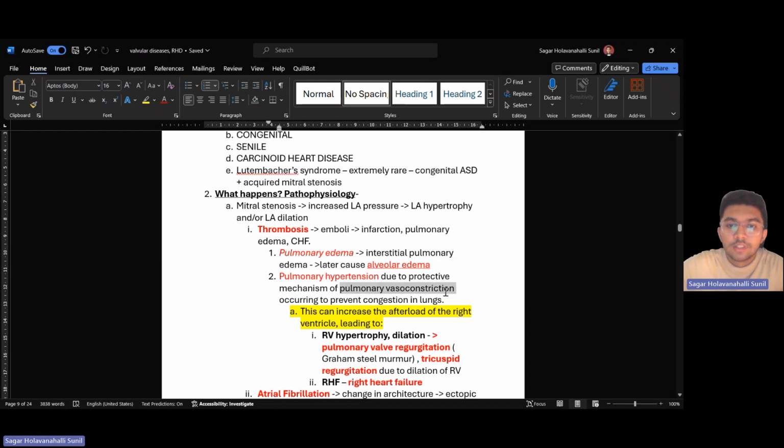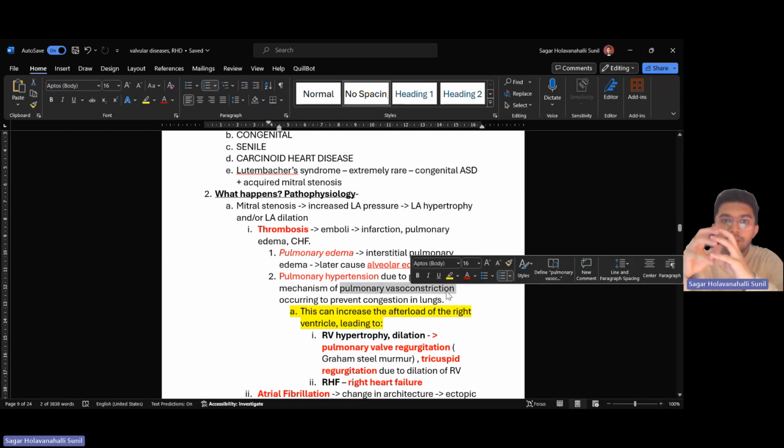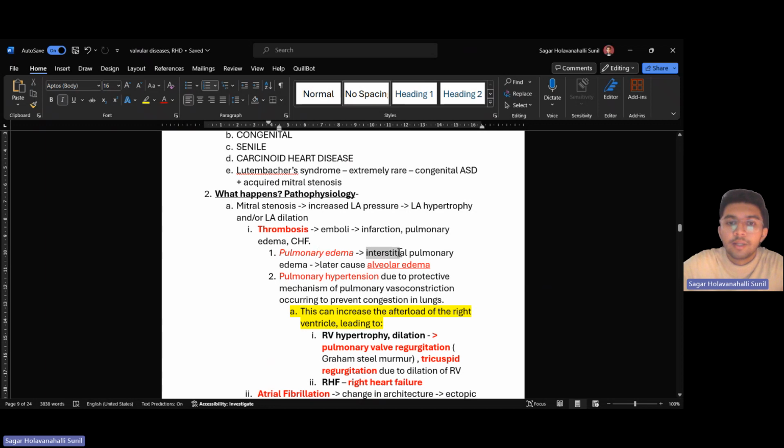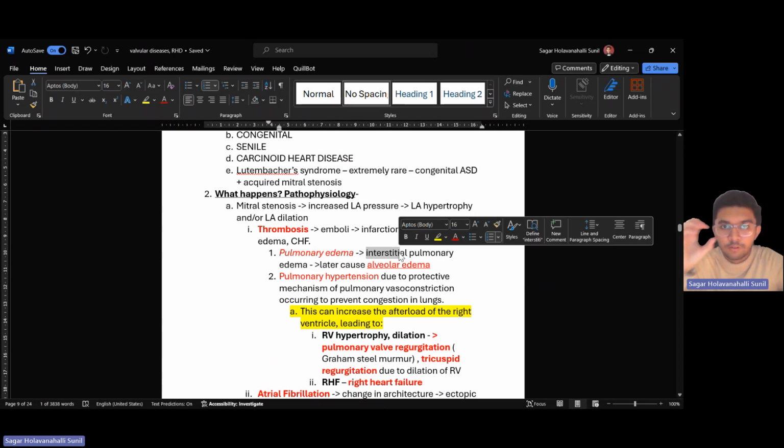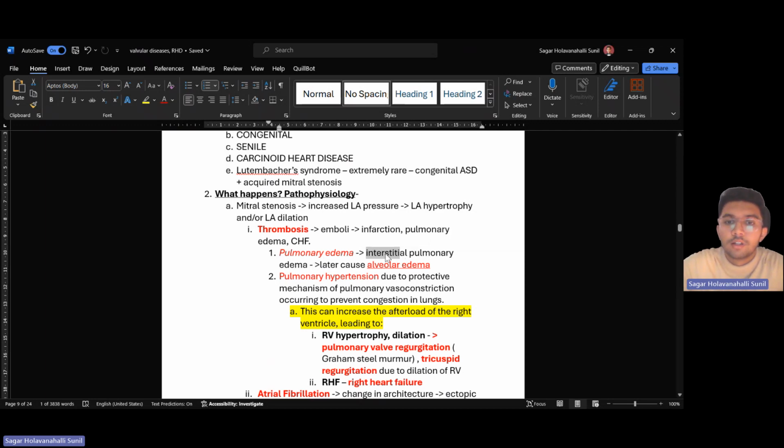Until this vasoconstriction is capable of containing this increased volume of blood in the lungs, what can happen is there can be flow of fluid from these vessels into the surrounding tissues because there's increased hydrostatic pressure within the pulmonary vessels, and this can result in interstitial pulmonary edema. And if this interstitial pulmonary edema continues, the fluid from the interstitial spaces will get into the alveolar spaces, which will then cause alveolar edema.